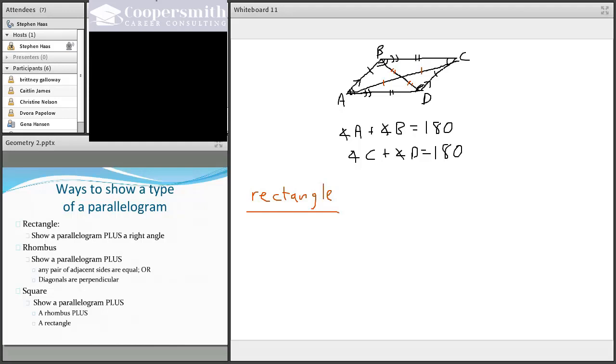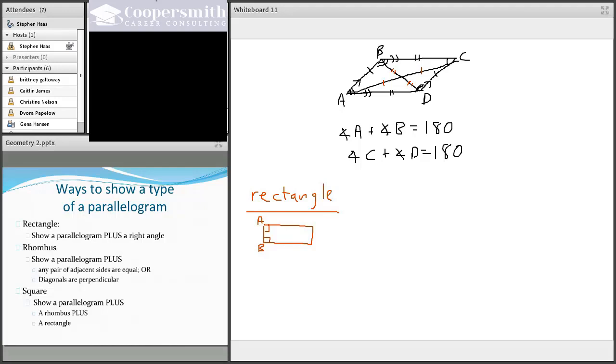Let's assume I really wish I had a little bit better artistry over here, but this will have to do. Let's say we've got a parallelogram here. If this is a right angle, well, think about it. If A is a right angle, then what does B have to be? How many degrees does B have to be? 90, because remember, consecutive angles are supplementary. So if A is 90 and A plus B have to equal 180, so B has to be 90 also.